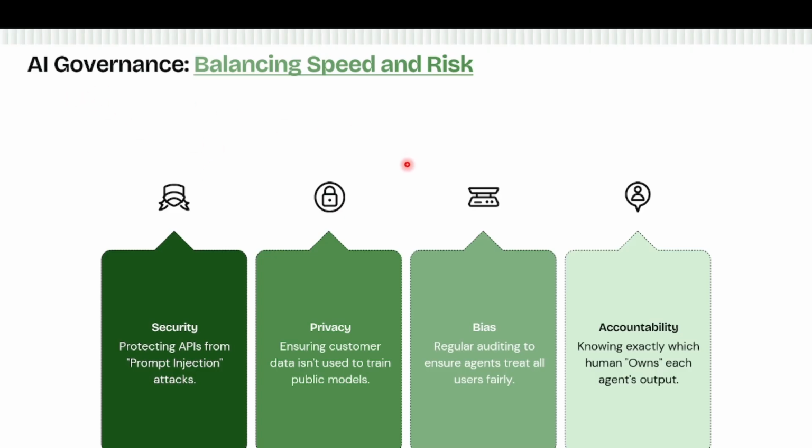So AI governance is about balancing speed and risk. The first thing here is security: protect APIs from prompt injection and attack. So make sure you implement guardrails. Company policies must be used to protect APIs from prompt injection and external attack, even when agents have access to them. We have privacy. This is ensuring customer data isn't used to train public models.